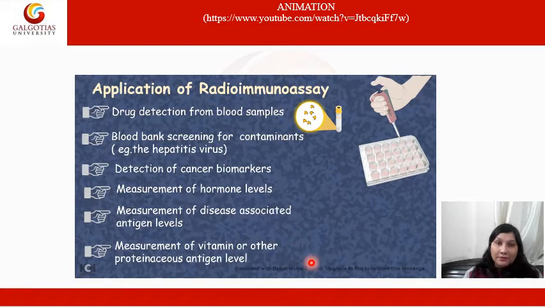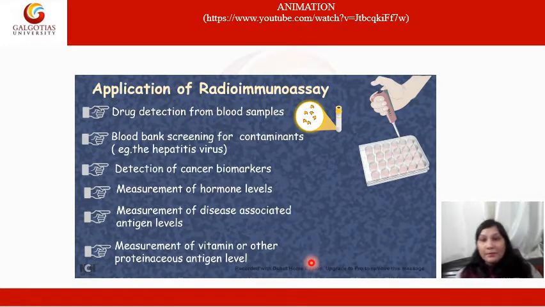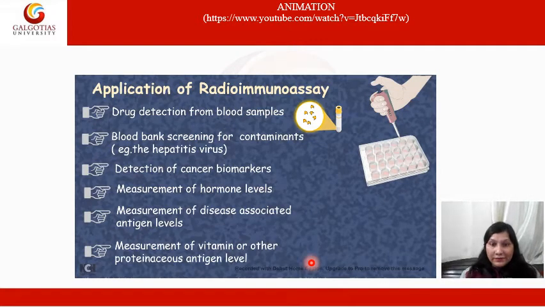Now there are some disadvantages associated with RIA or radioimmunoassay. The first is the availability of radio-labeled or radioactive particles or elements. Actually, we use isotopes of hydrogen, tritium, or iodine 125.